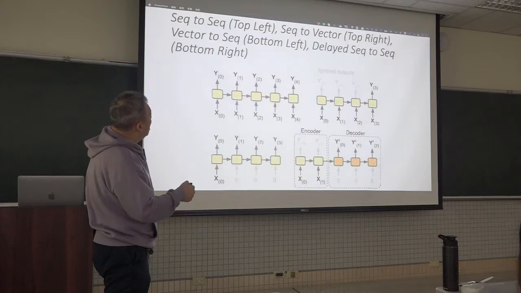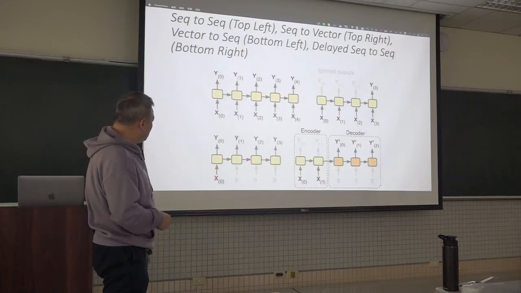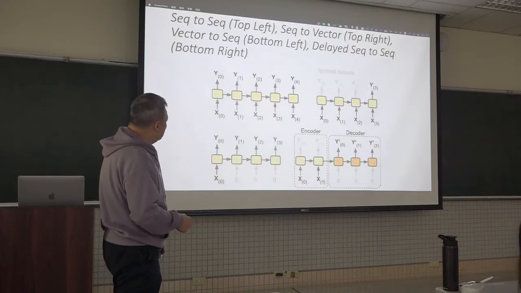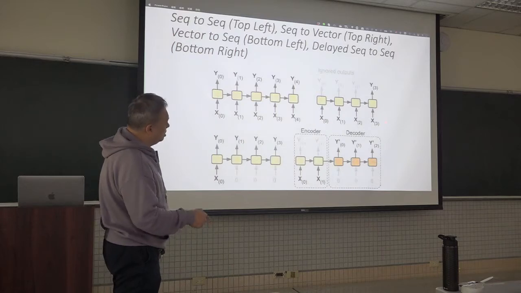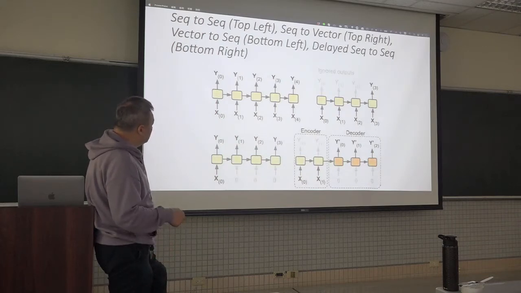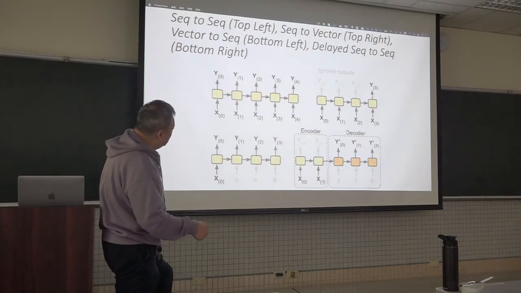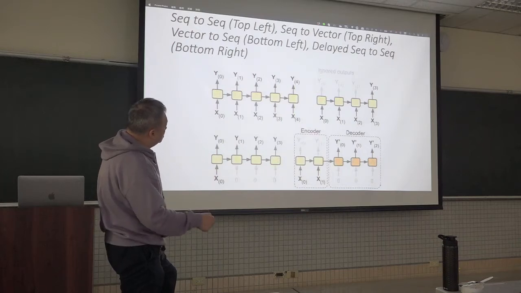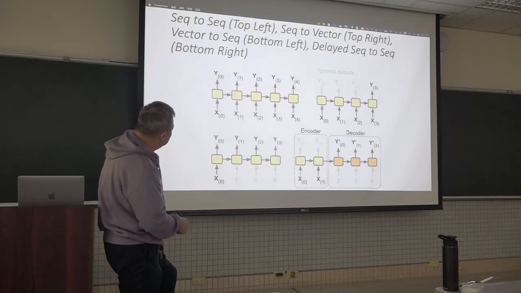The upper right is sequence to vector: the input is a sequence, the output is a vector. The lower left is vector to sequence, in which the input is a vector and the output is a sequence. The lower right one is perhaps the most important one in the RNN. Most papers use this encoder-decoder architecture. The encoder is basically a sequence to vector, and the output vector is sent to the decoder, which is just like a vector to sequence.